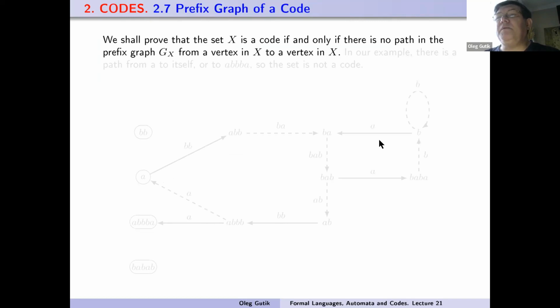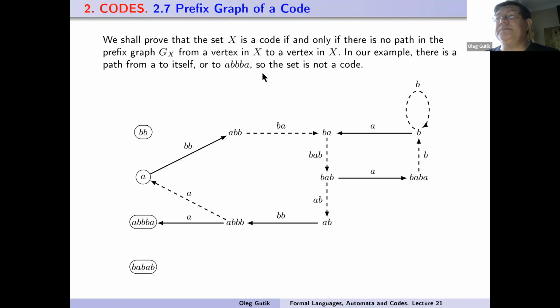We shall prove that the set X is a code if and only if there is no path in the prefix graph G_X from a vertex in X to a vertex in X. In our example, there exists a path from a to itself, or to a, b, b, b, a, though the set is not a code.